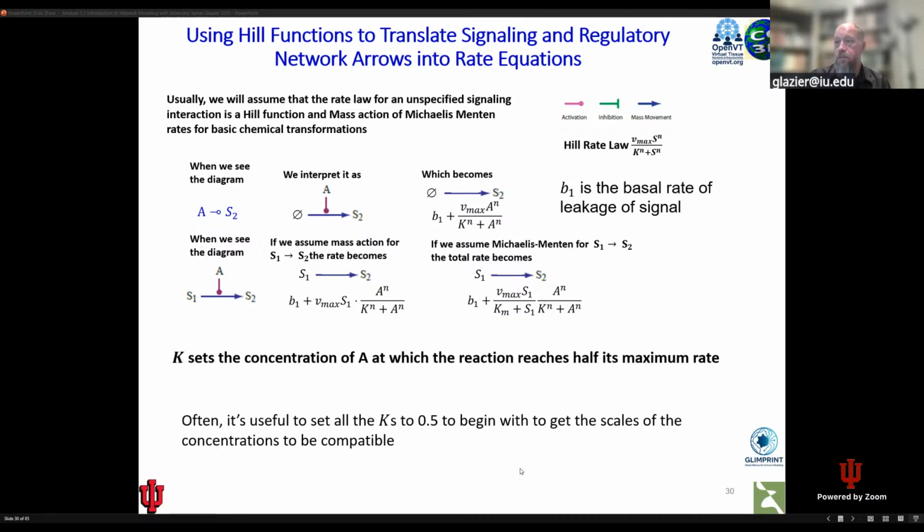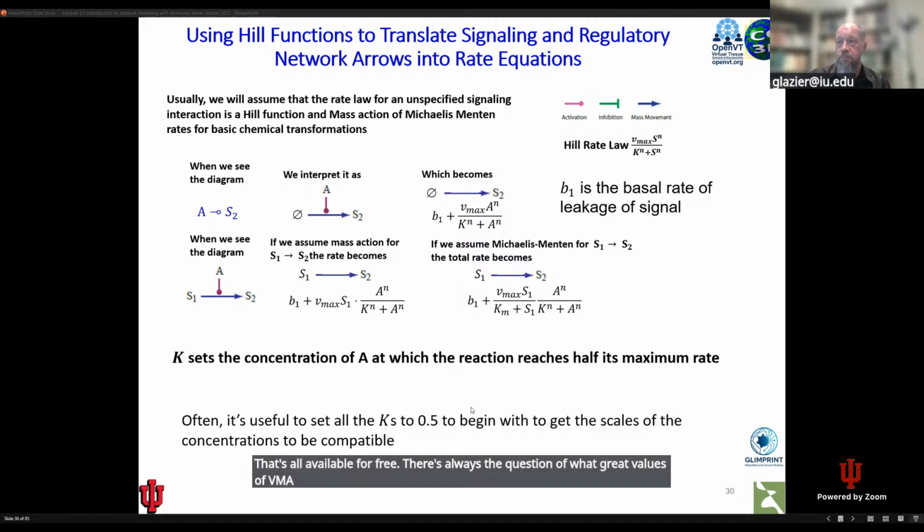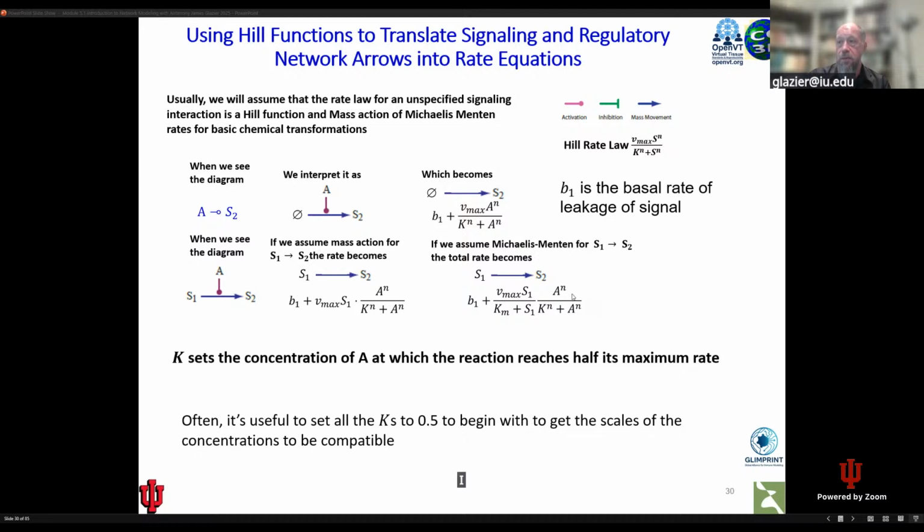That's all available for free. There's always a question of what values of Vmax and Km should be. I typically like to scale my values of concentration between 0 and 1. In that case, the Ks are 1/2.